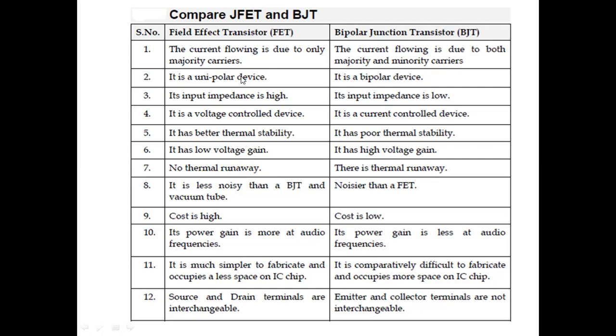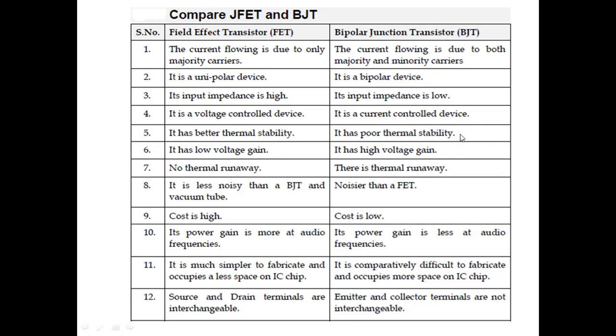The input impedance of JFET is very high. But in the case of the bipolar junction transistor, the input impedance is low. The field effect transistor is a voltage controlled current device. The bipolar junction transistor is a current controlled current device. The FET has better thermal stability because it has a negative temperature coefficient, as we've seen already. But the bipolar junction transistor has poor thermal stability.